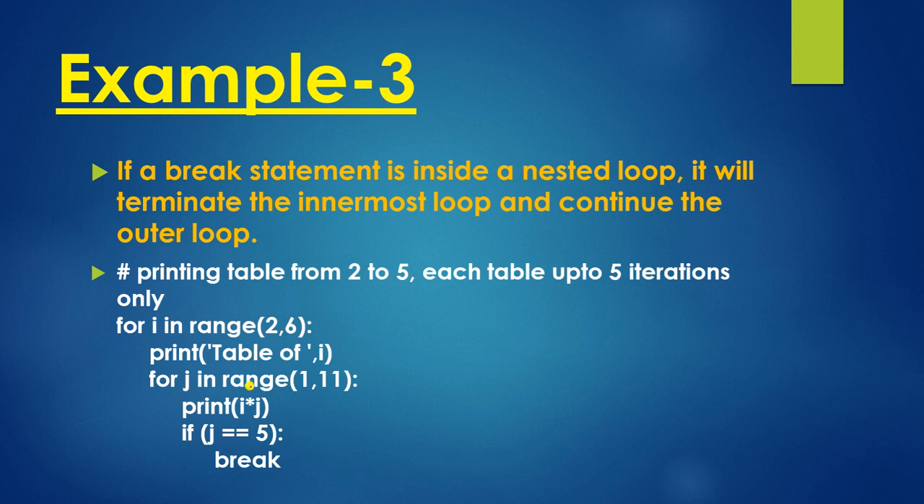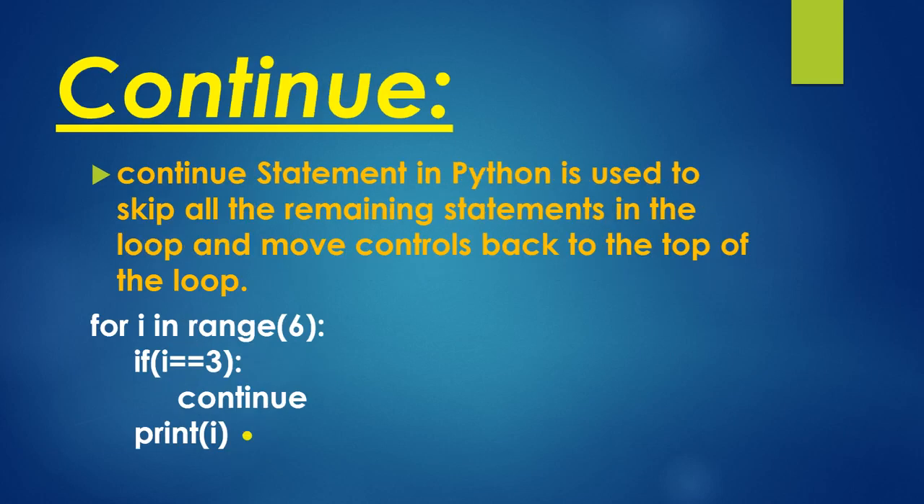Now for j in range, it is a nested loop and an inner loop. Here j is the inner loop and i is the outer loop. For each i, j runs from 1 to 10. Now print i multiplied by j, and when the value of j becomes 5, it will break the loop. It will not print any other statement.